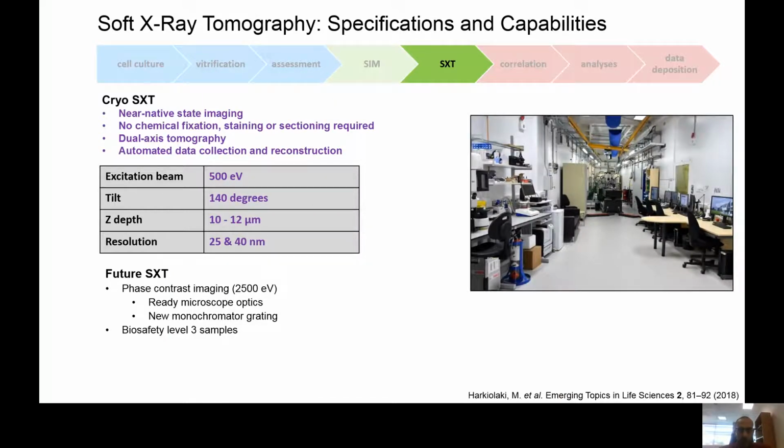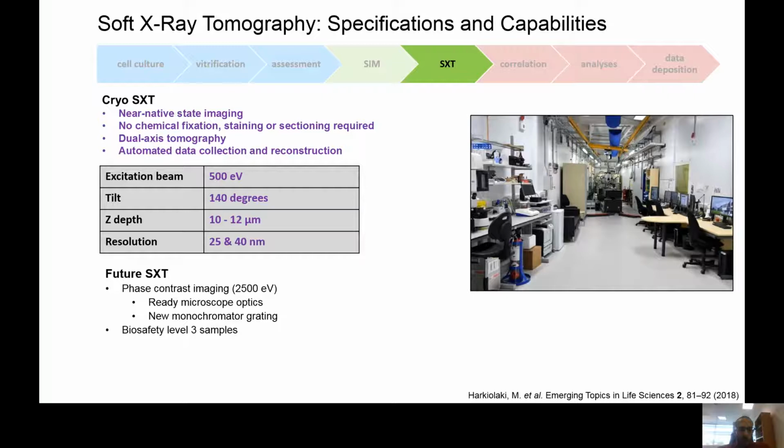So a brief of the techniques, or sorry, the specifications of this technique. With X-ray microscopy, we can image cells in their near native state. So cells are cryogenically preserved. There is no need for any chemical fixation like in EM, in electron microscopy, or any staining or sectioning. There's no need for sectioning cells as well. We can image through full cells. So these are the main advantages over electron microscopy.